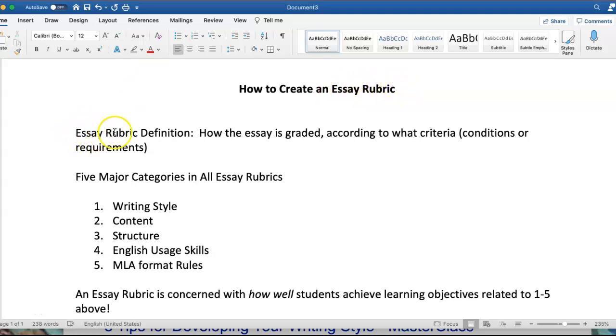Let's begin with an essay rubric definition. What is an essay rubric? It's simply how the essay is graded according to what criteria, conditions, or requirements.